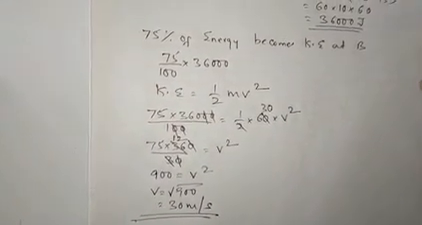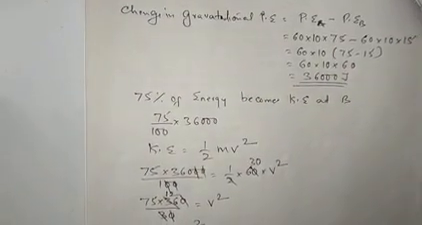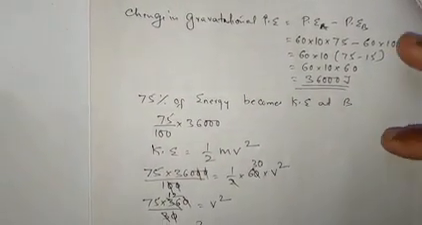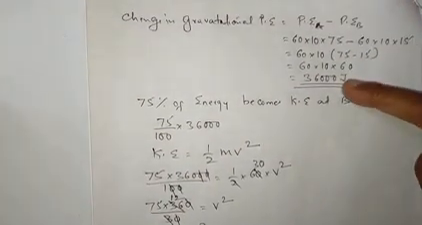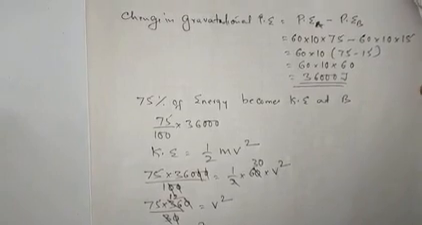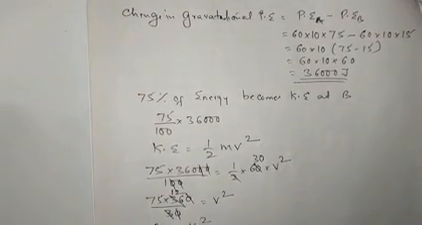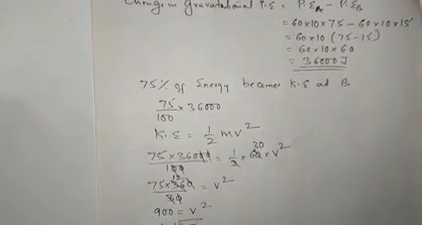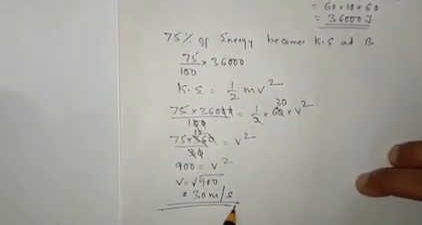So again a very important numerical, because over here we wanted to find the change in potential energy from point A to point B. Then 75% of the potential energy becomes the kinetic energy, and from there we have to find the speed. So this is how we will find the speed. Thank you.